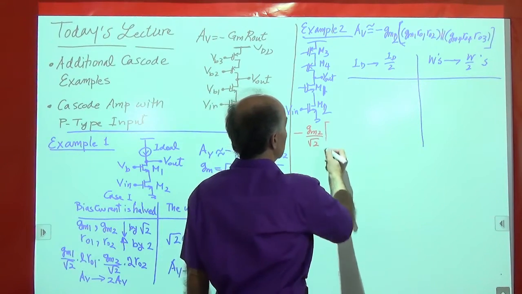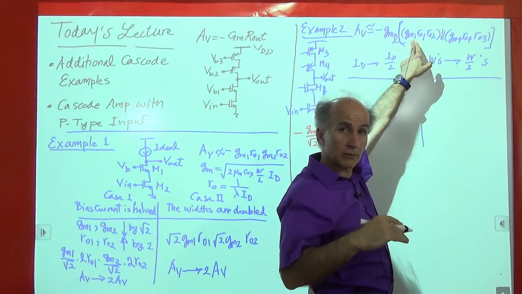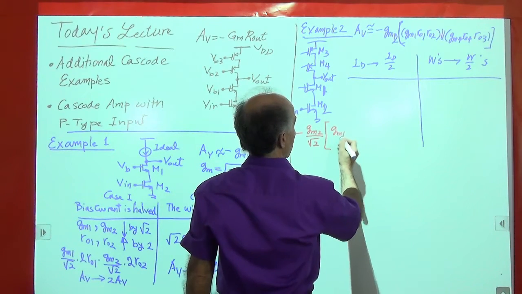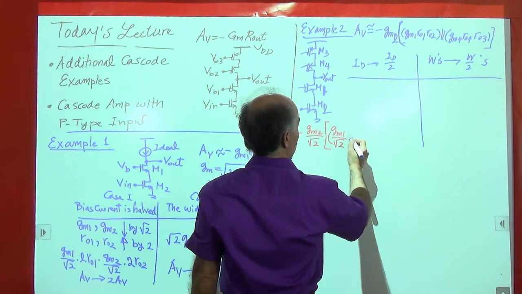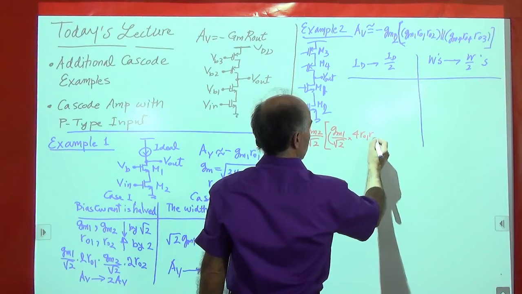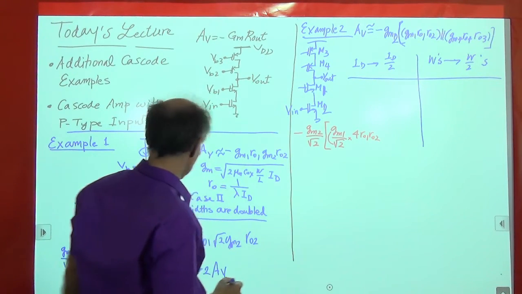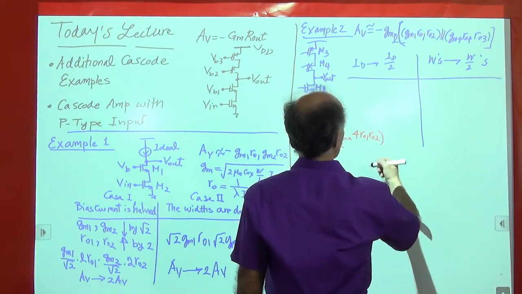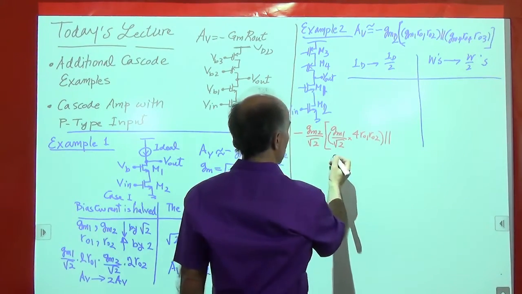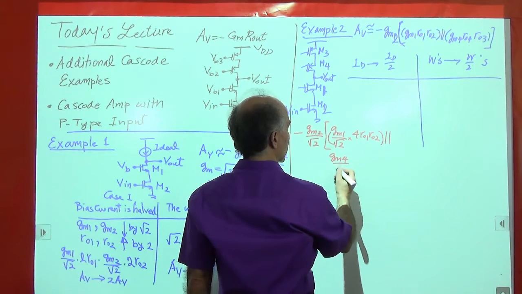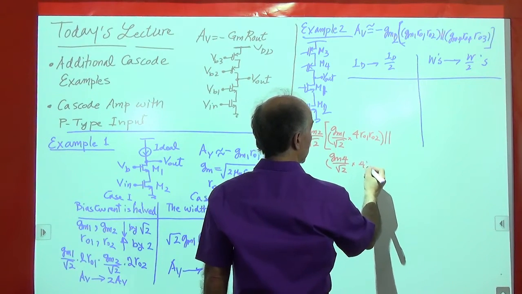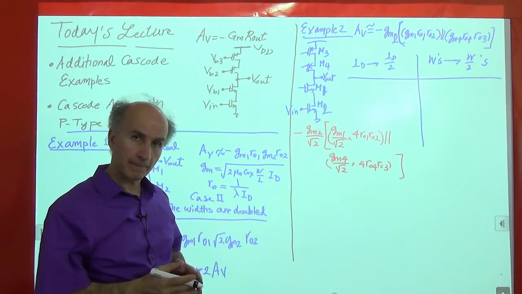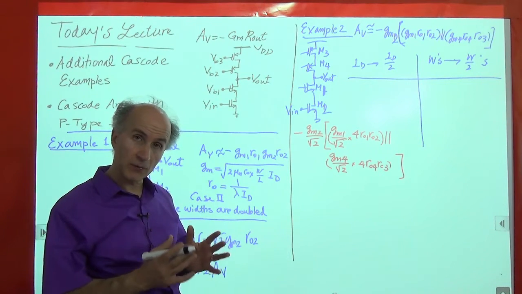Then we go in here. GM1 gets divided by square root of 2, but RO1 and RO2 are multiplied by a factor of 2. So we have GM1 over square root of 2, and then times 4 RO1 RO2, because each of them is multiplied by a factor of 2 as we saw before. And now, in parallel with that, we have the second expression, which is the same situation: GM4 over square root of 2 times 4 RO4 RO3. So this is what happened after we reduced the bias current by a factor of 2.